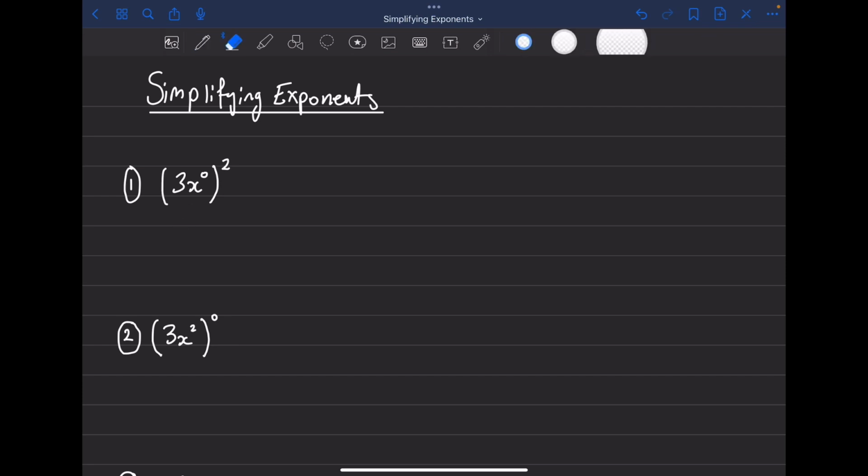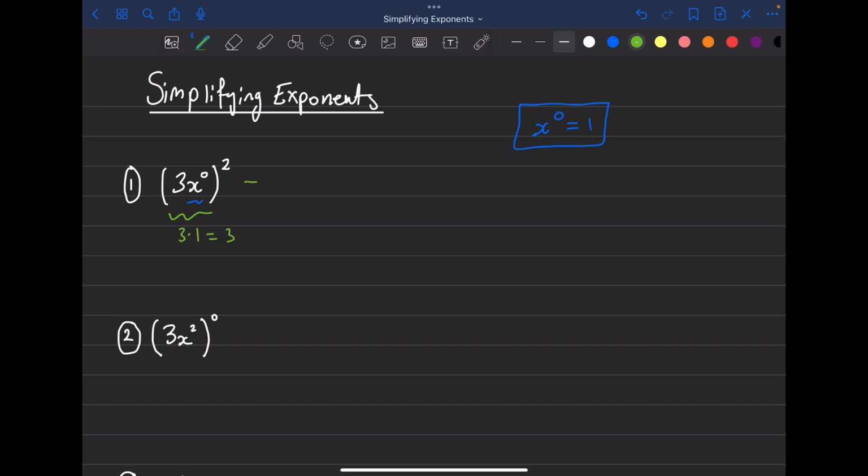We can notice that we have an x to the power of 0 in there. We know that anything to the power of 0 is 1. This is kind of a rule that you have to memorize. But yeah, once again, anything to the power of 0 is 1. So this tells us that inside the bracket, we have 3 times 1, which is just 3.